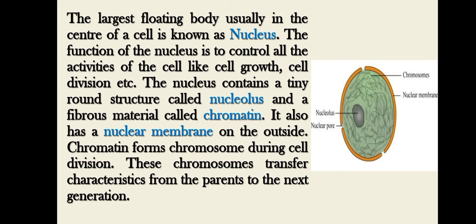The nucleus contains a tiny round structure which is known as nucleolus. And here within the nucleus there is fibrous material which is known as chromatin. The nucleus has a membrane on the outside, which is known as nuclear membrane. Chromatin forms chromosomes during cell division. These chromosomes transfer characteristics from the parents to the next generation.